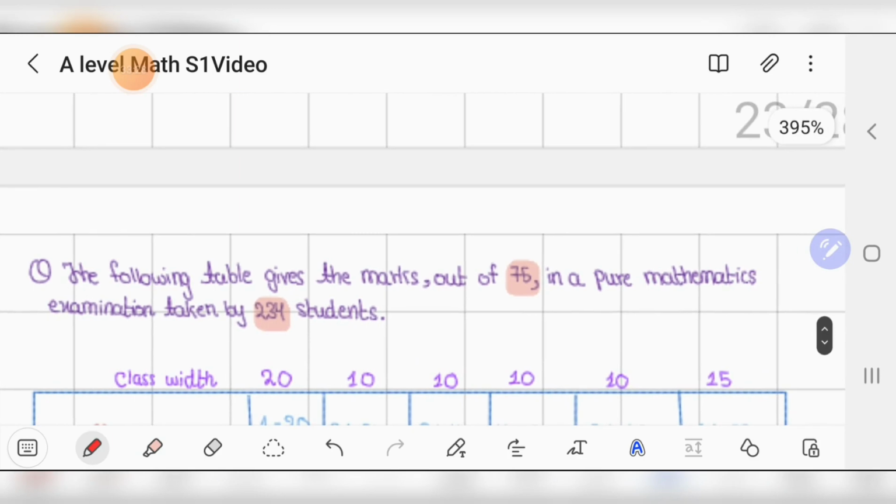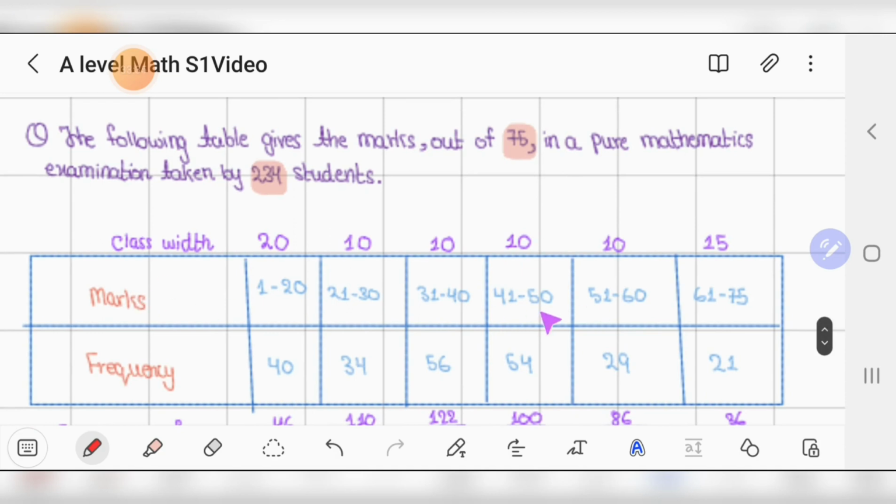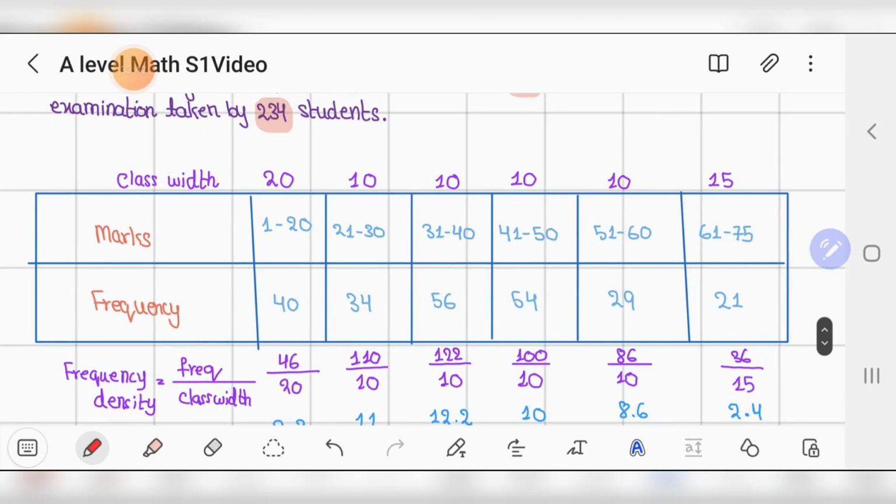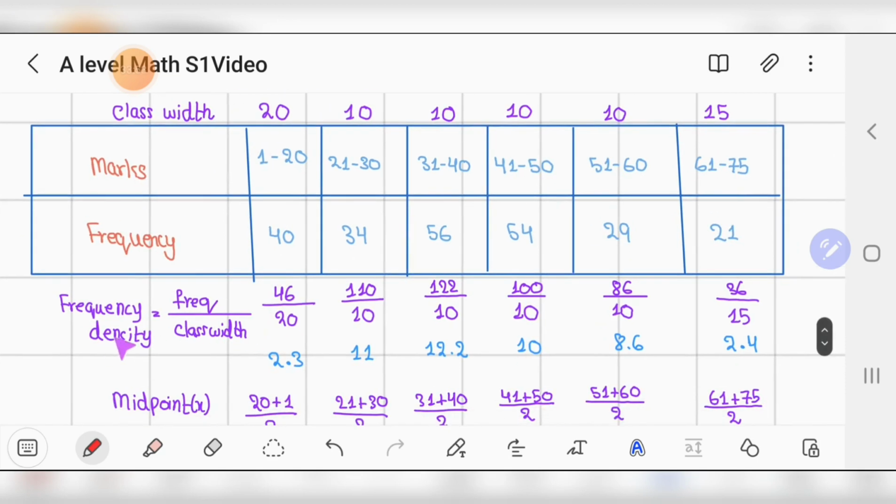The following table gives the marks out of 75 in a pure mathematics examination taken by 234 students. These are the marks. They're not equal, so we need to make it right whenever we try to draw a graph. We use minus 0.5 here and plus 0.5 here, and then we get the class width. This is the frequency density.